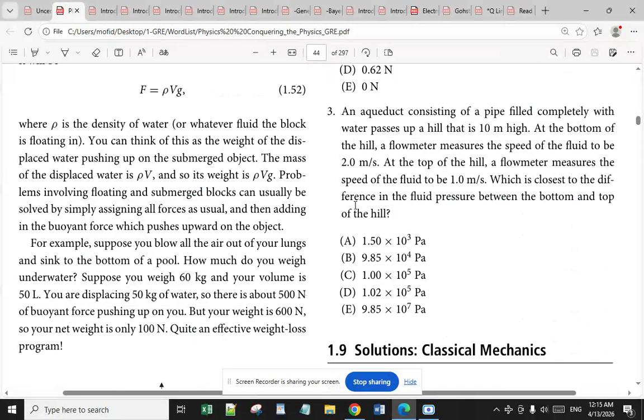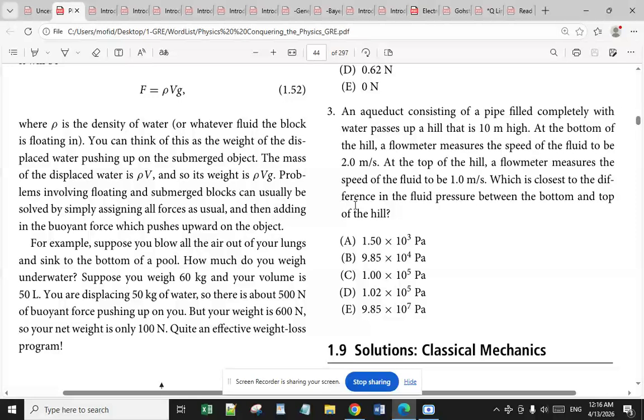You can think of this as the weight of the displaced water pushing up on the submerged object. The mass of the displaced water is rho V, and so its weight is rho Vg. Problems involving floating and submerged blocks can usually be solved by simply assigning all forces as usual and then adding in the buoyant force which pushes upward on the object.